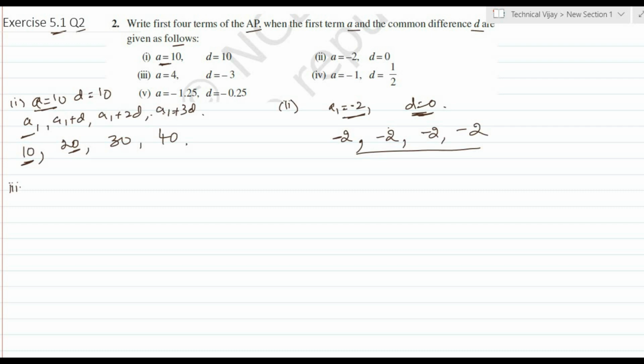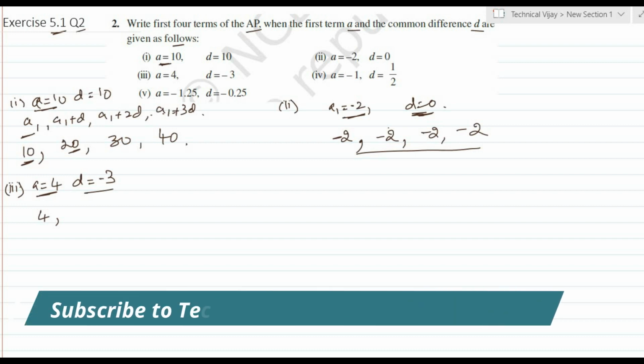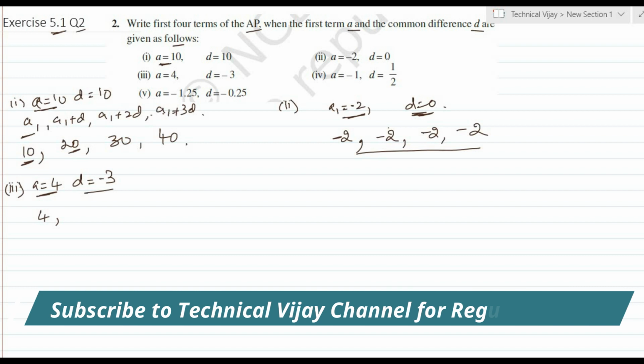So A is equal to 4, D is equal to minus 3. Okay, so here the first term will be 4, so for the next term you have to add the common difference. 4 plus of minus 3 means 4 minus 3, which is equal to 1. So now this 1 plus minus 3 means 1 minus 3, that is minus 2. So here minus 2 minus 3, this is minus 5. So like this 4 terms we have to write.